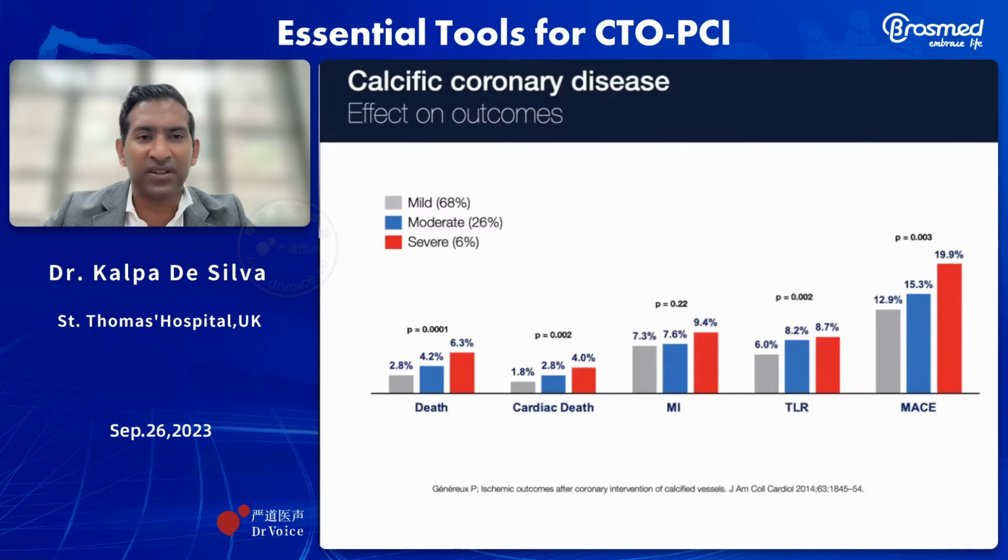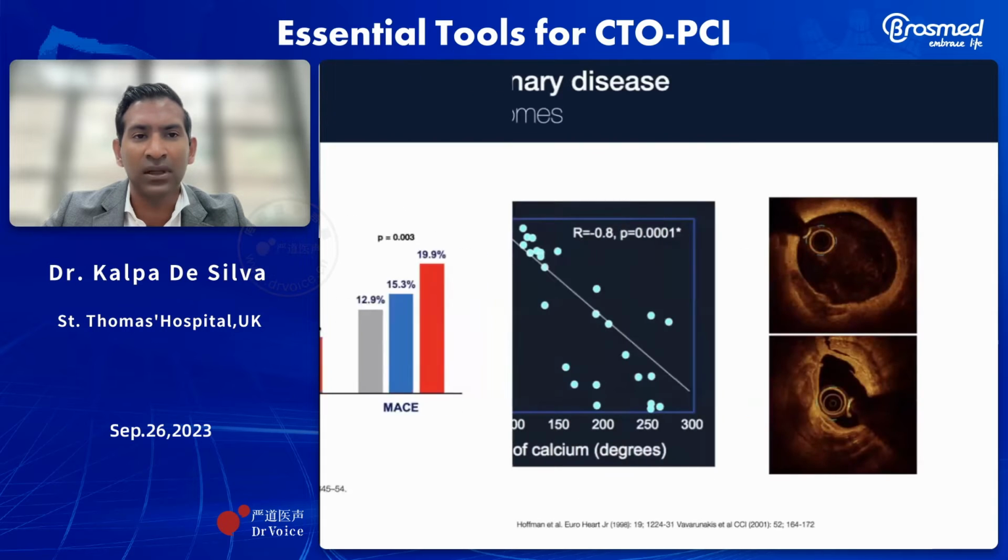The effect of calcification on outcomes is very clear, and this is data that's been evident for a long time. Those with severe calcification have a definite disadvantage on all counts, including death and myocardial infarction. So this is something to be taken seriously, and something that we need to really try and improve our procedural technique for, to improve our longer term durability.